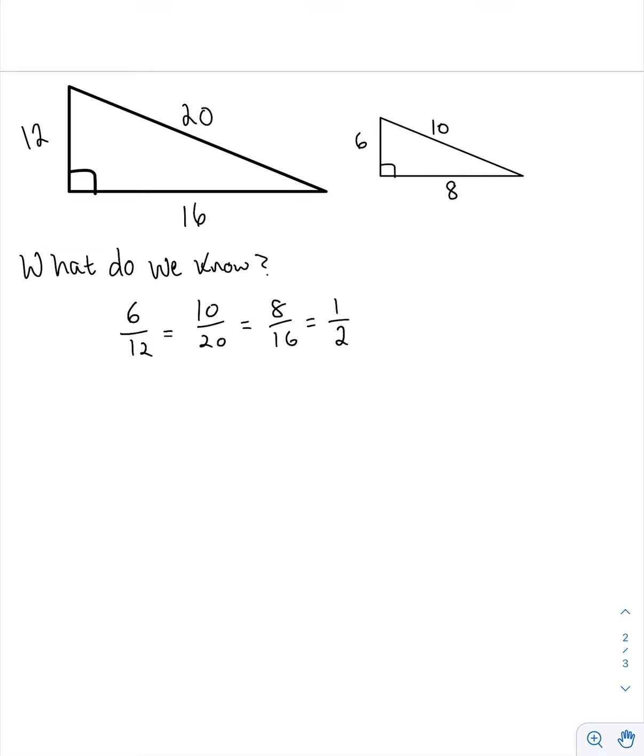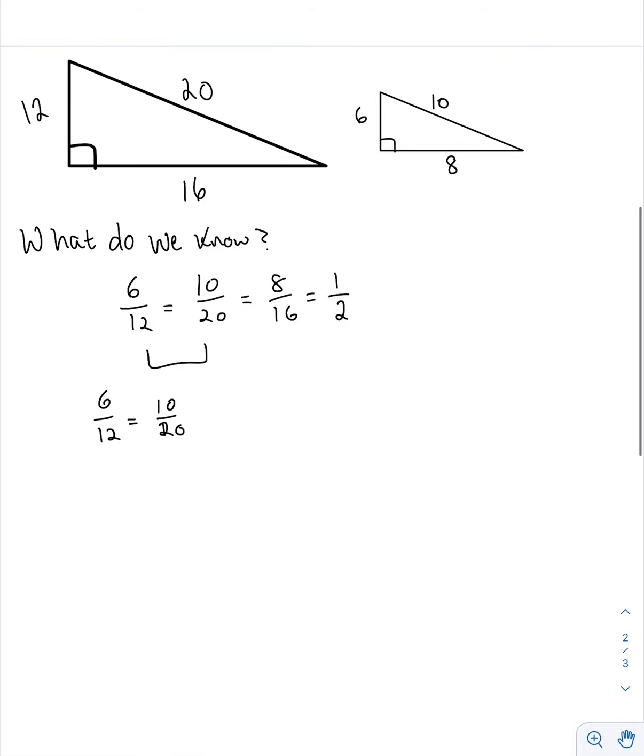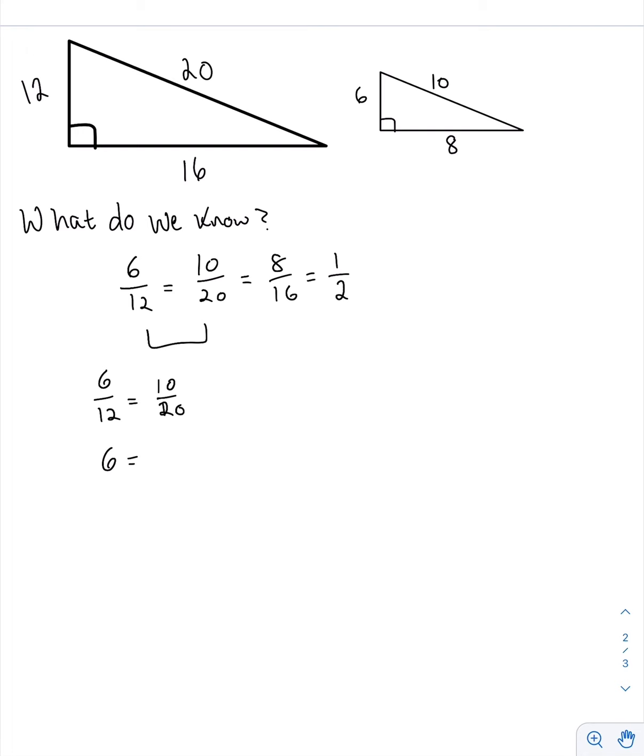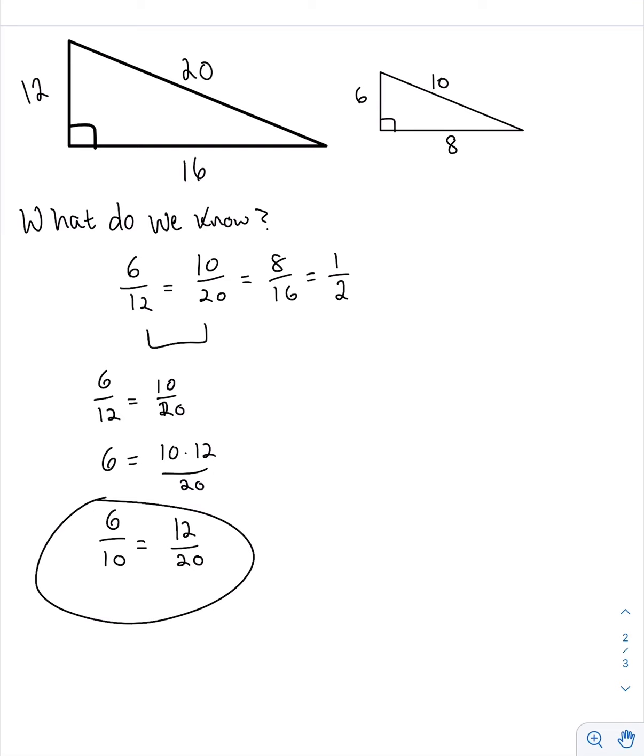Okay, so again, we look at some pairs here. We see that 6/12 should equal 10/20. So 6 should equal 10 times 12 divided by 20. Dividing by 10, we again see that 6/10 should equal 12/20. Now what does this mean in the context of our triangles? Well, 6/10 is this side divided by this side, and 12/20 is this side divided by this side. So again, we see that these ratios within our triangles remain the same.